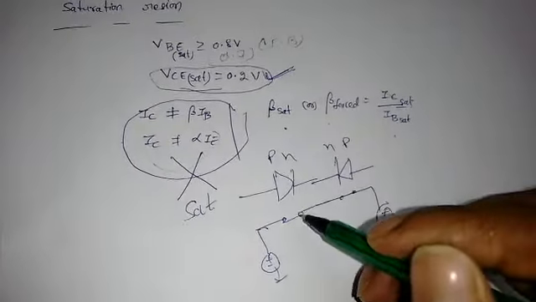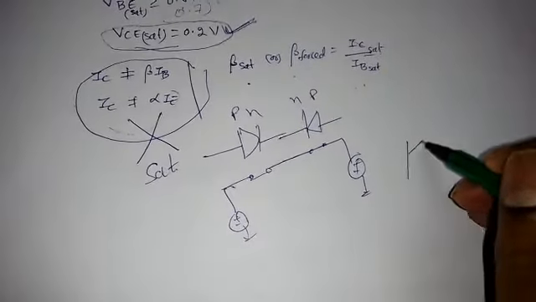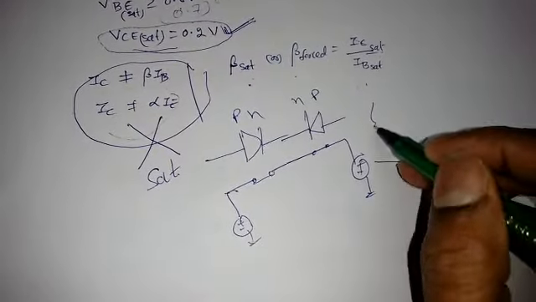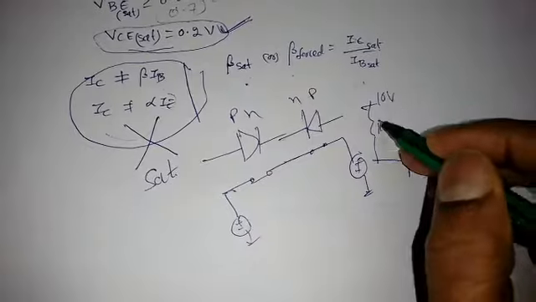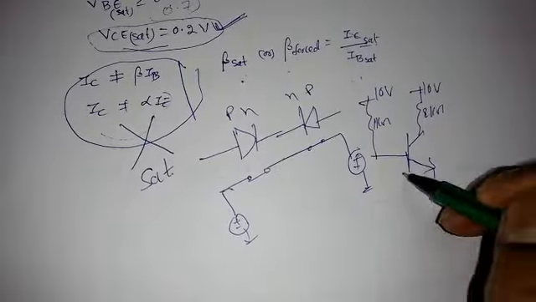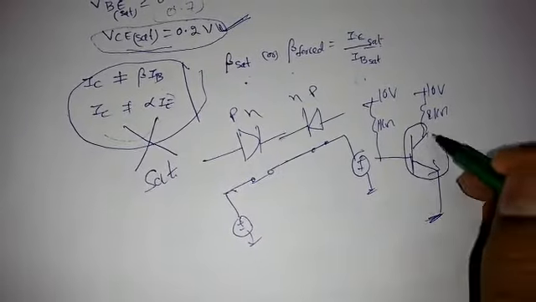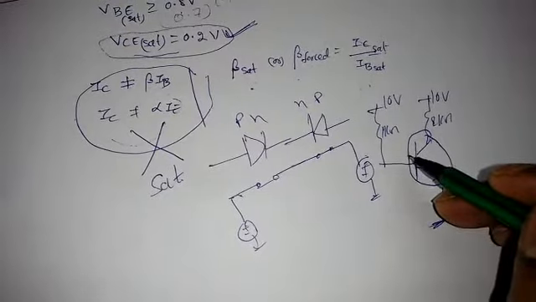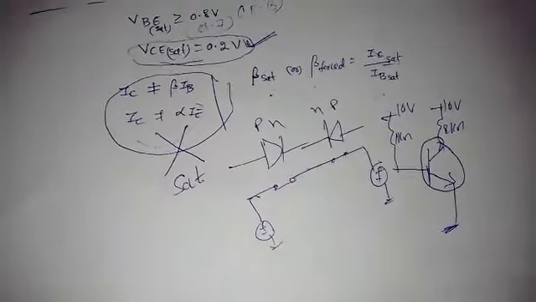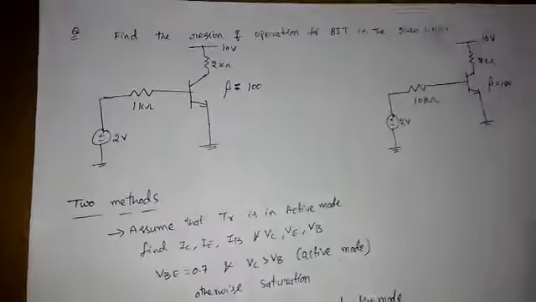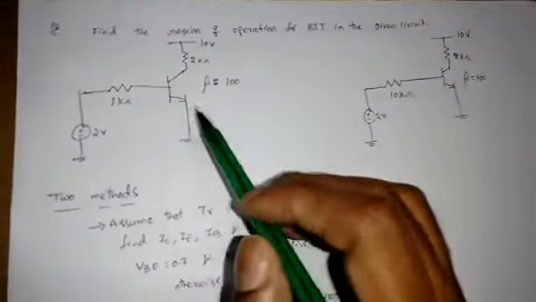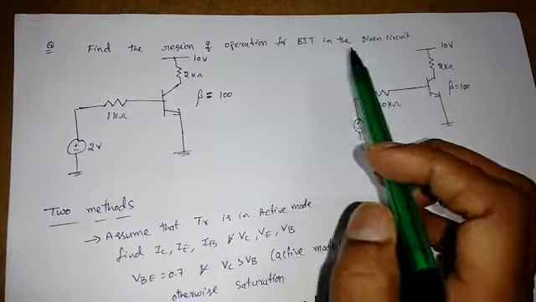So in the next lecture we will see, for a given circuit, how to find the region of operation. Suppose some circuit is given with 1 kilo ohm, 10 volts, 2 kilo ohm, 10 volts, right? So find the region of operation of this transistor. This type of circuit we will see, and these types of questions come frequently, right? To find the region of operation for a given circuit, that is, what is the transistor operation or mode. Now find the region of operation of the BJT in the given circuit.